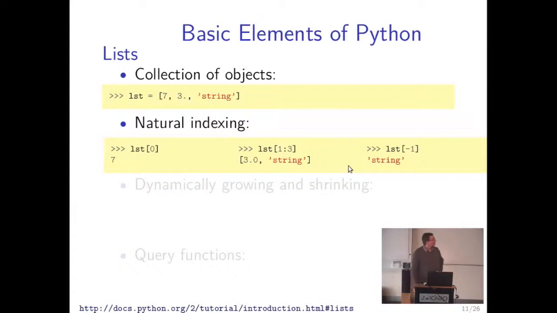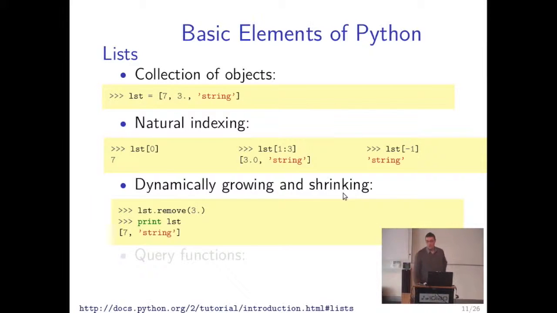And interestingly, you can also use negative indices to index a list, and then it just counts backwards. So when you index with -1, you will get the last element. When you index with -2, you get the second last, and so on. And you can mix all these indexings as you like.